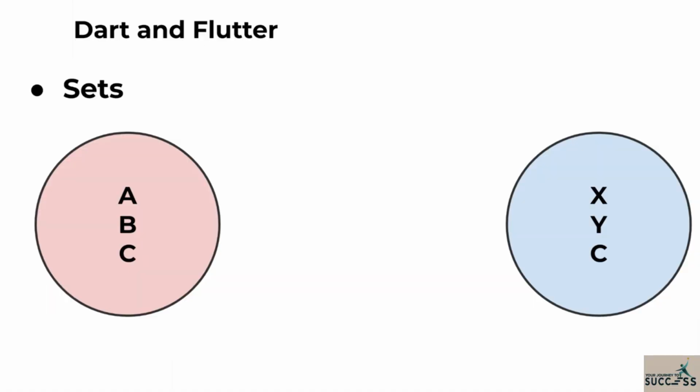Unions and set intersection. So let's imagine we have 2 sets. I'll represent them by circles. In one set, I have the items A, B, and C. In another set, I have the items X, Y, and C. Now, I can have a union or an intersection of these 2 sets. Let's discuss the difference between them.